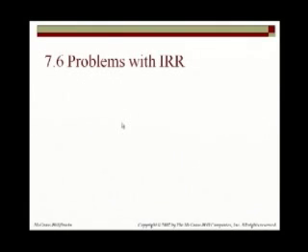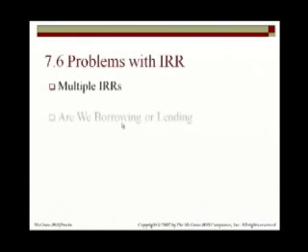Some problems with internal rate of return. I already listed some. First of all, there can be multiple internal rates of return. Now why is that a problem? Well, if there is more than one internal rate of return, and you're trying to use internal rate of return to make a decision, the question immediately arises, which one of these should I use in making my decision?